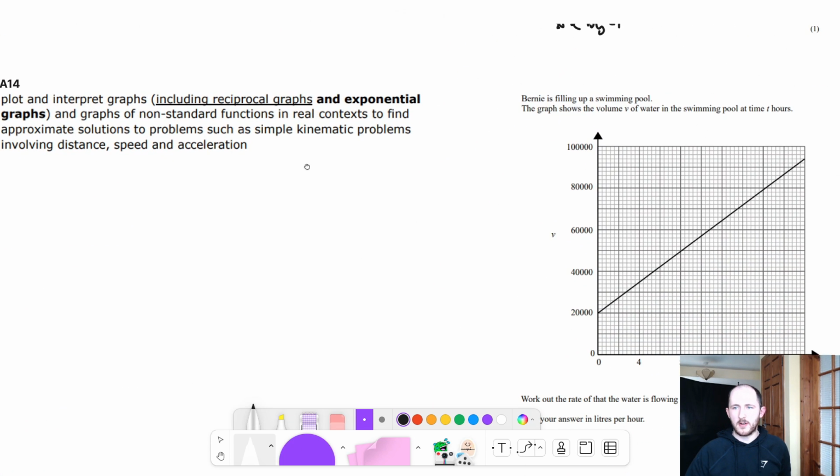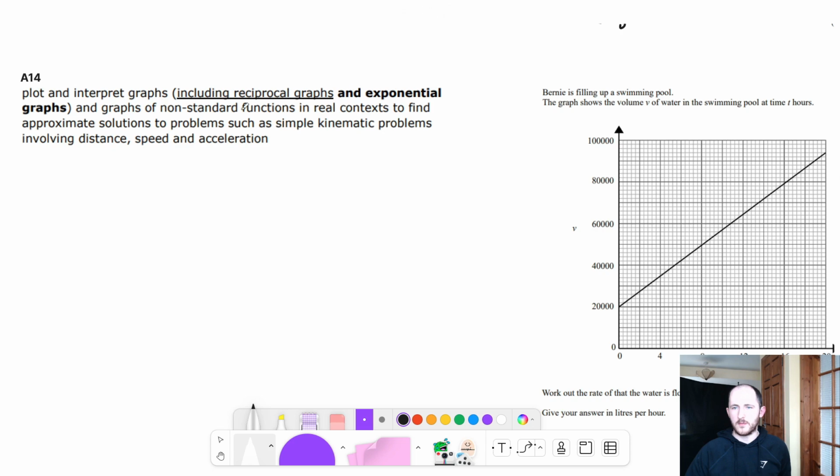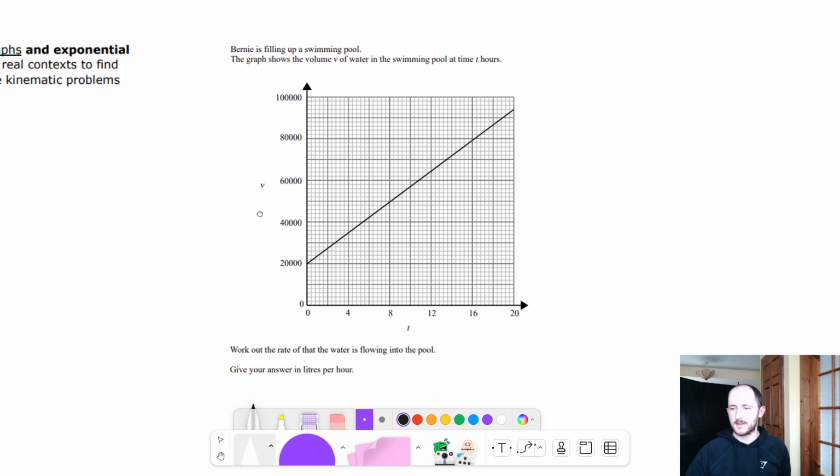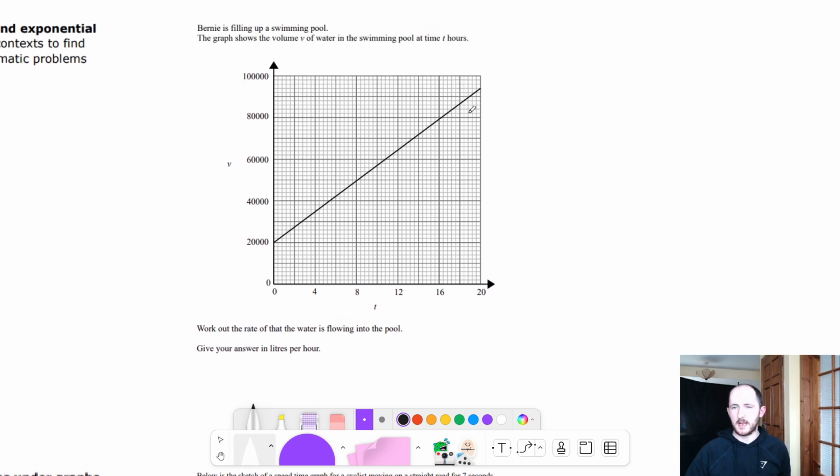Plot and interpret graphs and exponential graphs of non-standard functions in real-life contexts. Here we have Bernie filling up a swimming pool. It shows the volume against time. Work out the rate. Rate just means the volume per second, so you're just working out the gradient. If they ever say rate, then that would be gradient. And here it says litres per hour. That should also give you a hint that it means gradient.